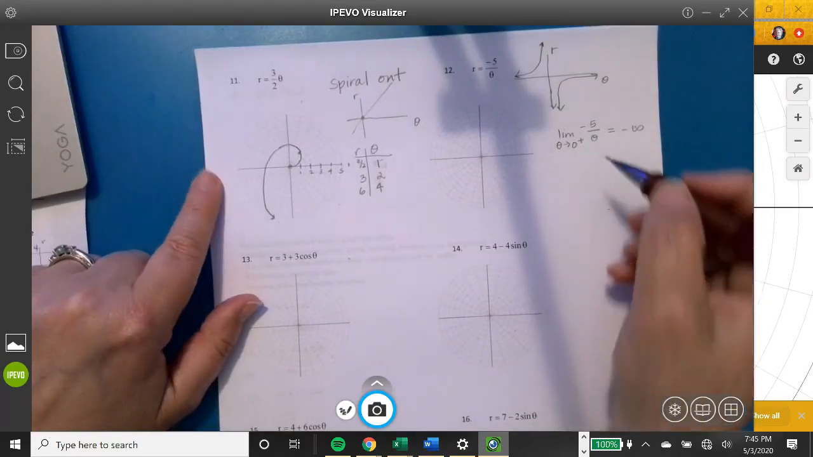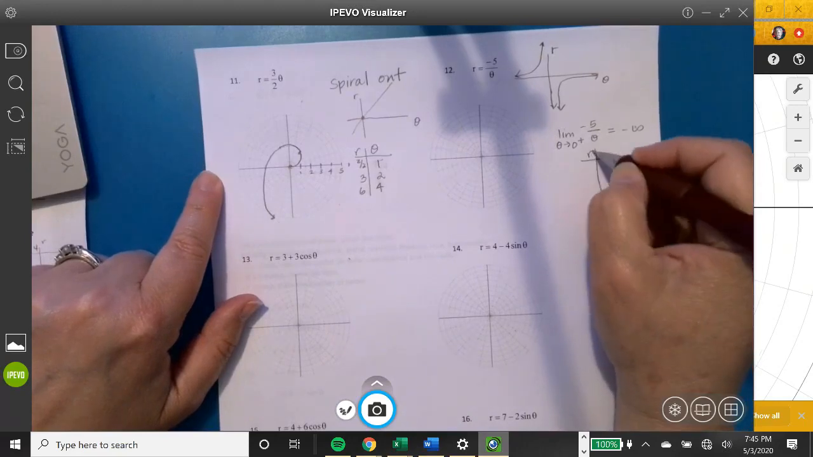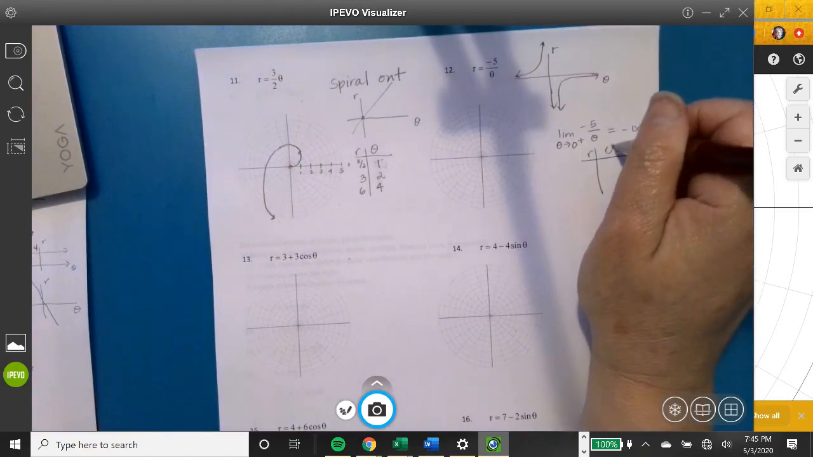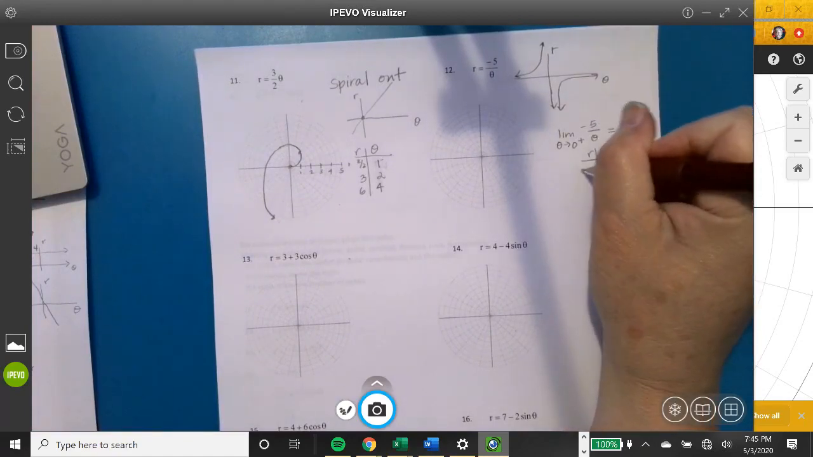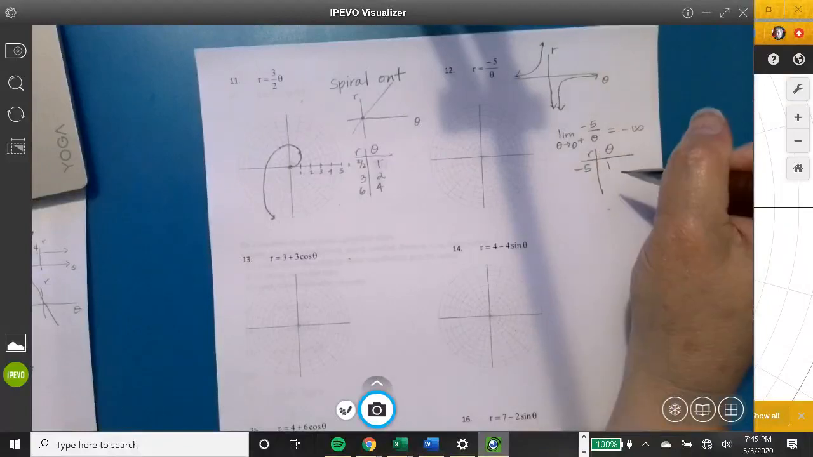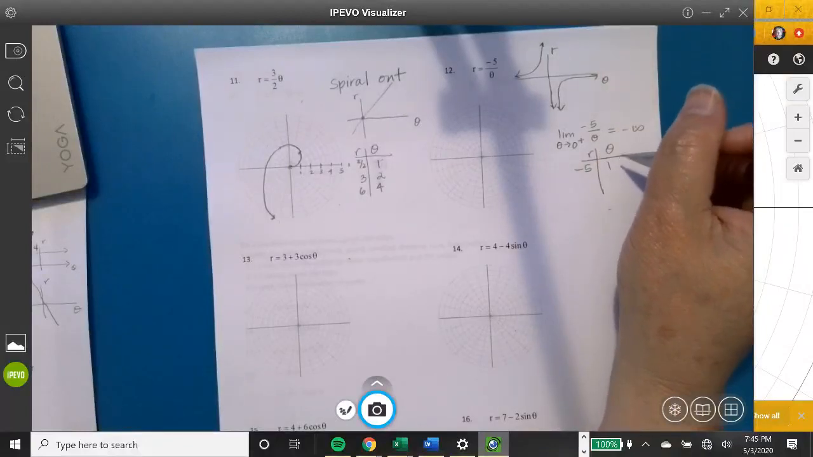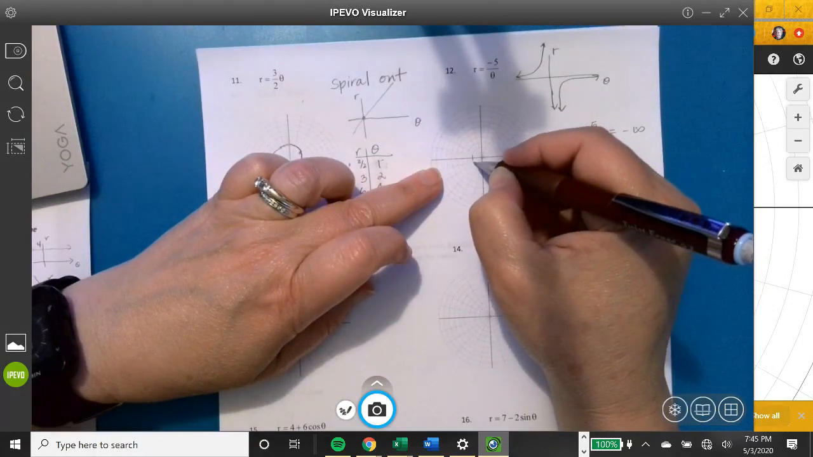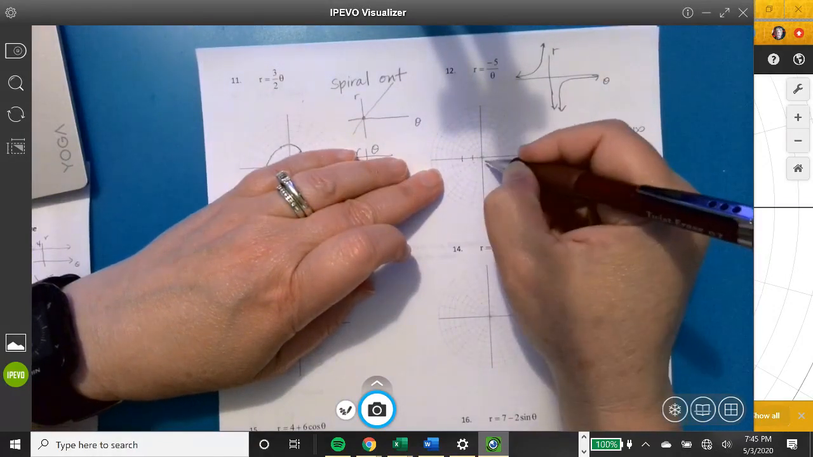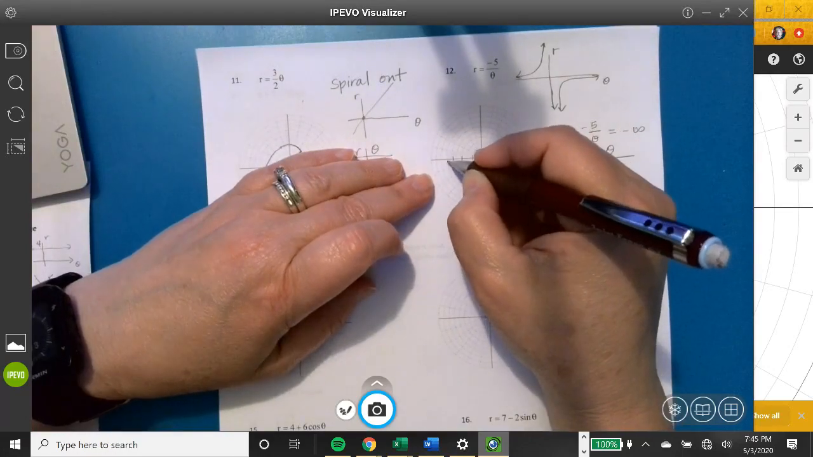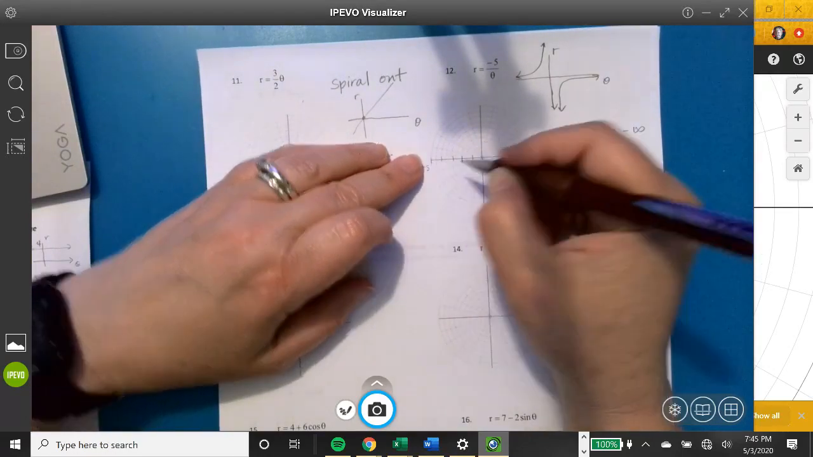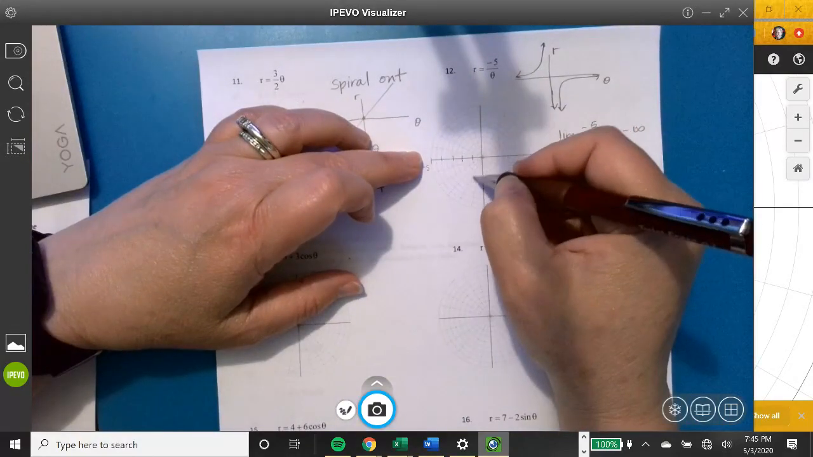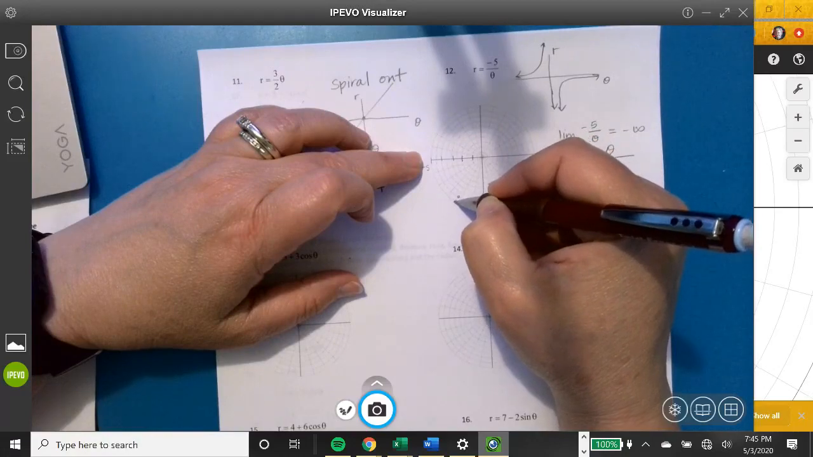Okay, so let's do a couple of points here. What would be a nice point to put in there? Well, I think 1 would be a nice point. When I put in 1, we get -5. So if I go out radially -5, 1, 2, 3, 4, 5, and I rotate 1 radian, which is about 60 degrees, or pi over 3. So I need to be on this outer edge here.